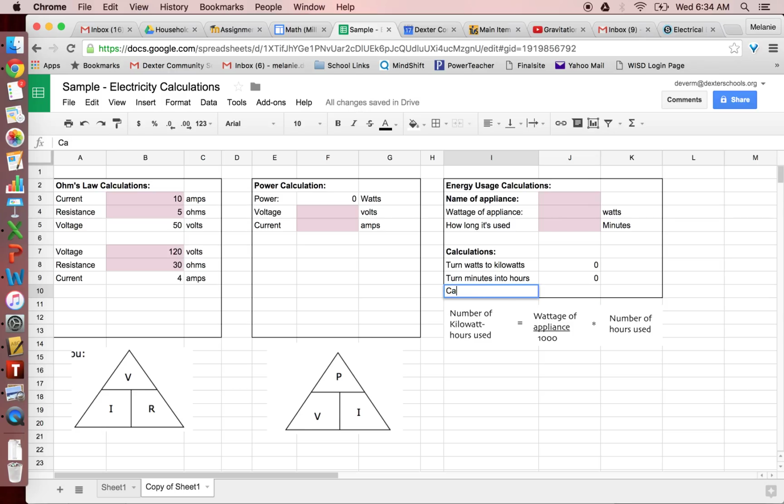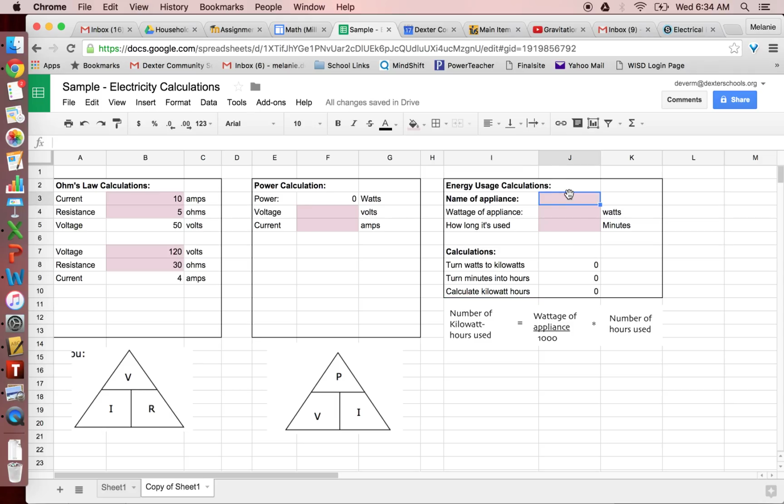And then finally, we need to calculate kilowatt hours used. The calculation for kilowatt hours used is simply the kilowatts of the appliance, that's what we have here, times the number of hours it's used. That's what we have here.